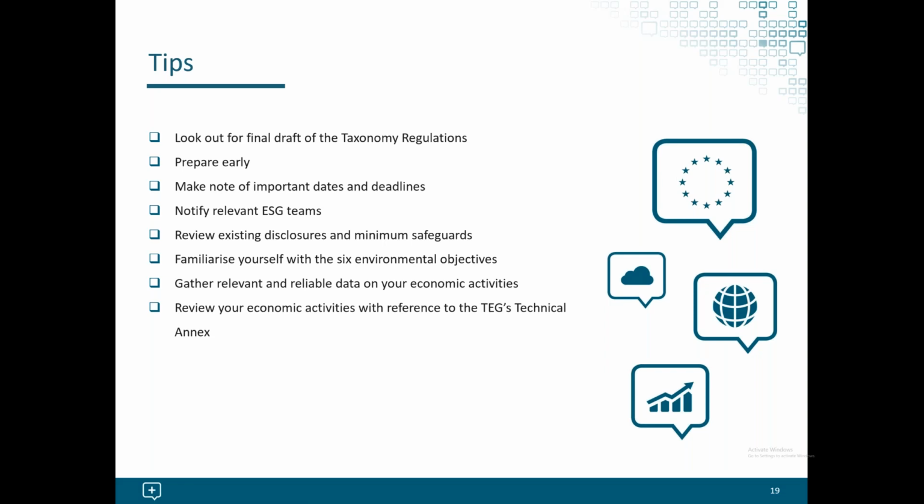It's also important that users really familiarize themselves with the actual 6 environmental objectives. So what we've covered today on those objectives, do have a look at the detail of those to see how those relate to your business, and look at gathering the most relevant and reliable data on economic activities broken down according to those. The TAG's technical annex is the most useful document at the moment to review that. So we definitely encourage you to make the most of it and have a look at that technical annex document.